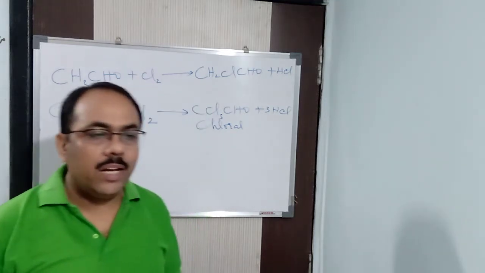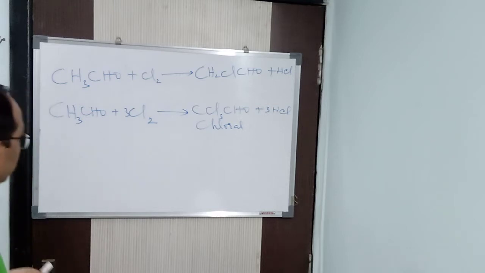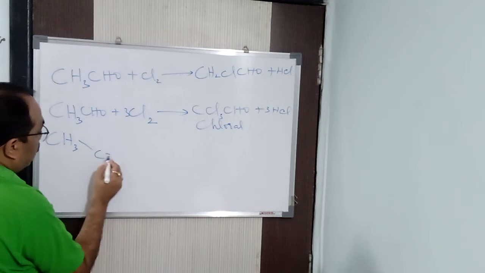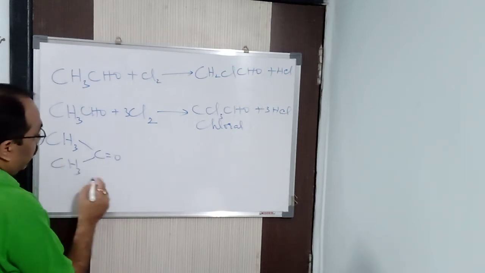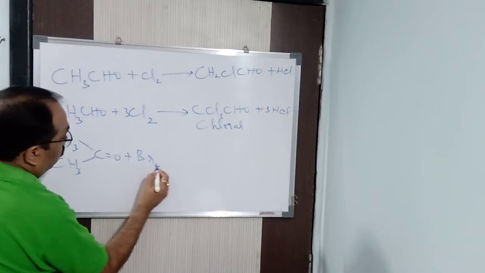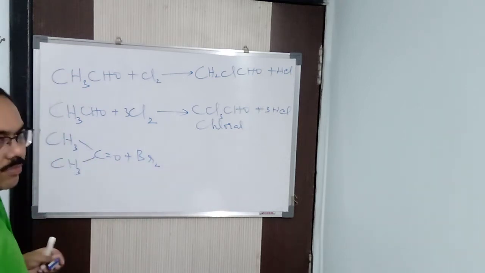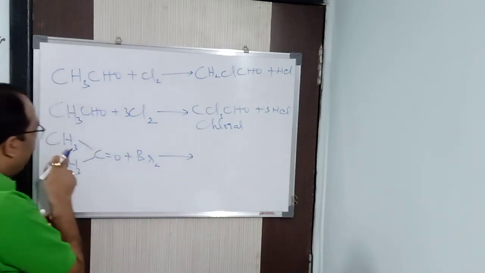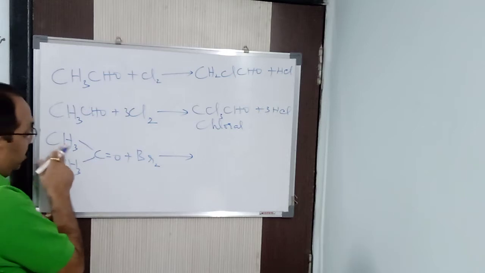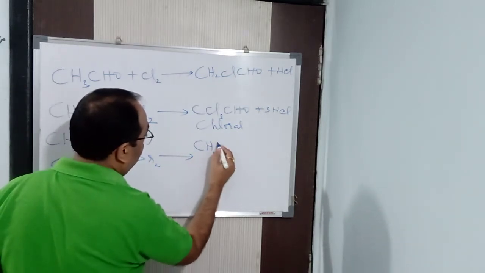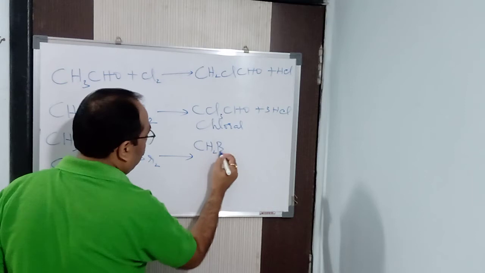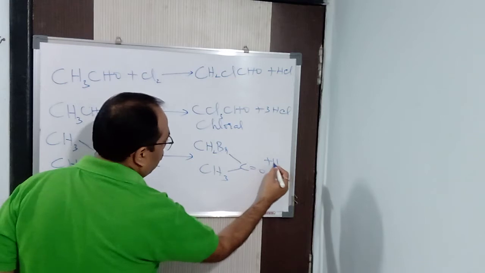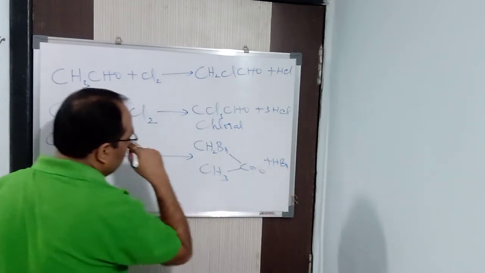In this way, you can do this reaction with acetone also. Like suppose I can take here CH3COCH3. Now, let us take here Br2. Same thing. Chlorine and bromine, a little bit of difference in reactivity. Bromine is less reactive, chlorine is more reactive. So it will replace the hydrogen atom. Alright, from here it is going to form CH2BrCOCH3 plus HBr.